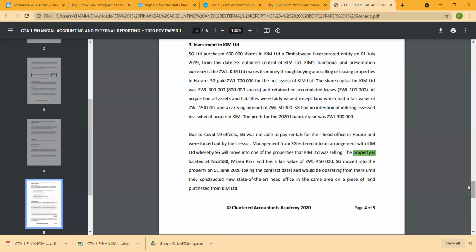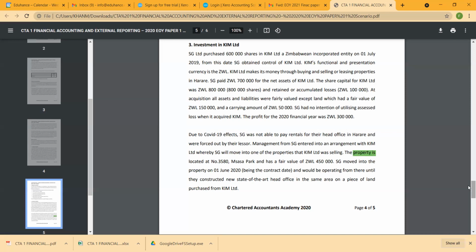In Kim's separate books, it is investment property. Why? Because Kim is making money through the rental of it. So that property meets the definition of investment property. However, that very same property from a group perspective does not meet the investment property definition because it is owner-occupied by SG. As a result, because it's owner-occupied, it becomes PPE.